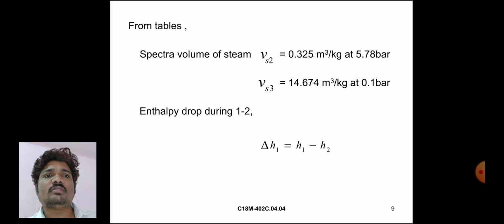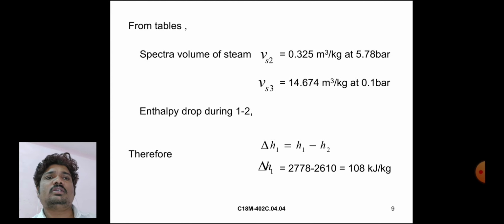Enthalpy drop during 1 to 2 portion: delta H1 is equal to H1 minus H2. Therefore, delta H1 is H1 value 2778 minus 2610. Total delta H1 value is 108 kilojoule per kg.